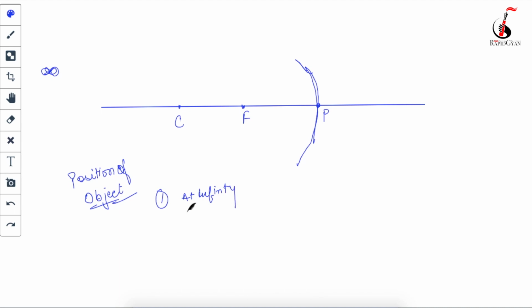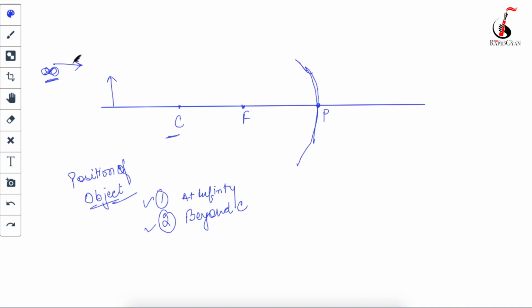All right guys, what will be the next position? From the infinity you will have to come towards your mirror. If you come towards the mirror, the next position you will get is somewhere between infinity and your center of curvature. We will say beyond C. The next position will be somewhere here, beyond C. Hope you guys are understanding it. So one position is this, the second position is this.